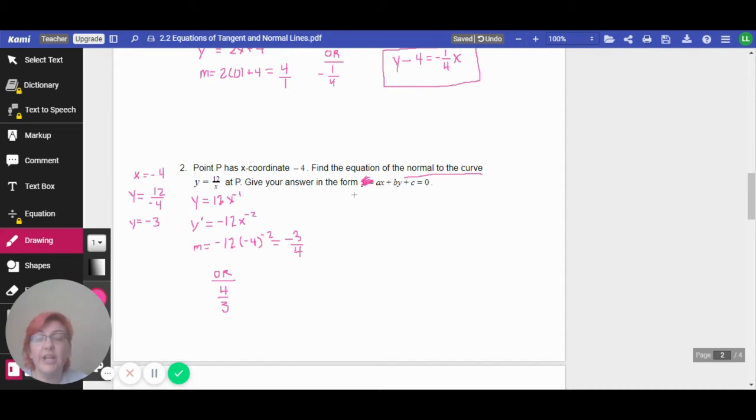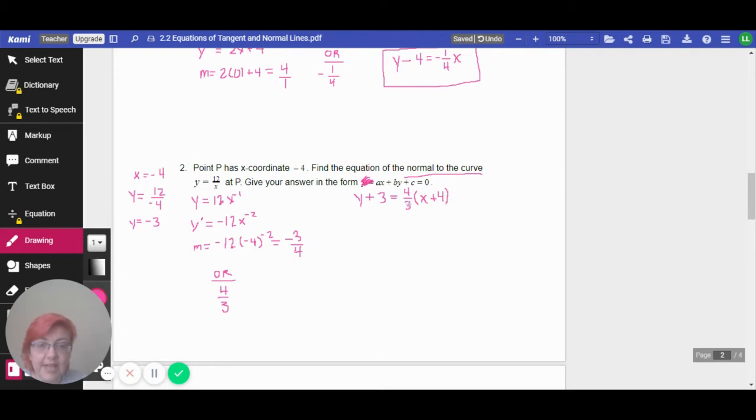So starting out in point gradient and then moving into general form, y minus -3 becomes +3 equals 4/3 times x minus -4 becomes +4.